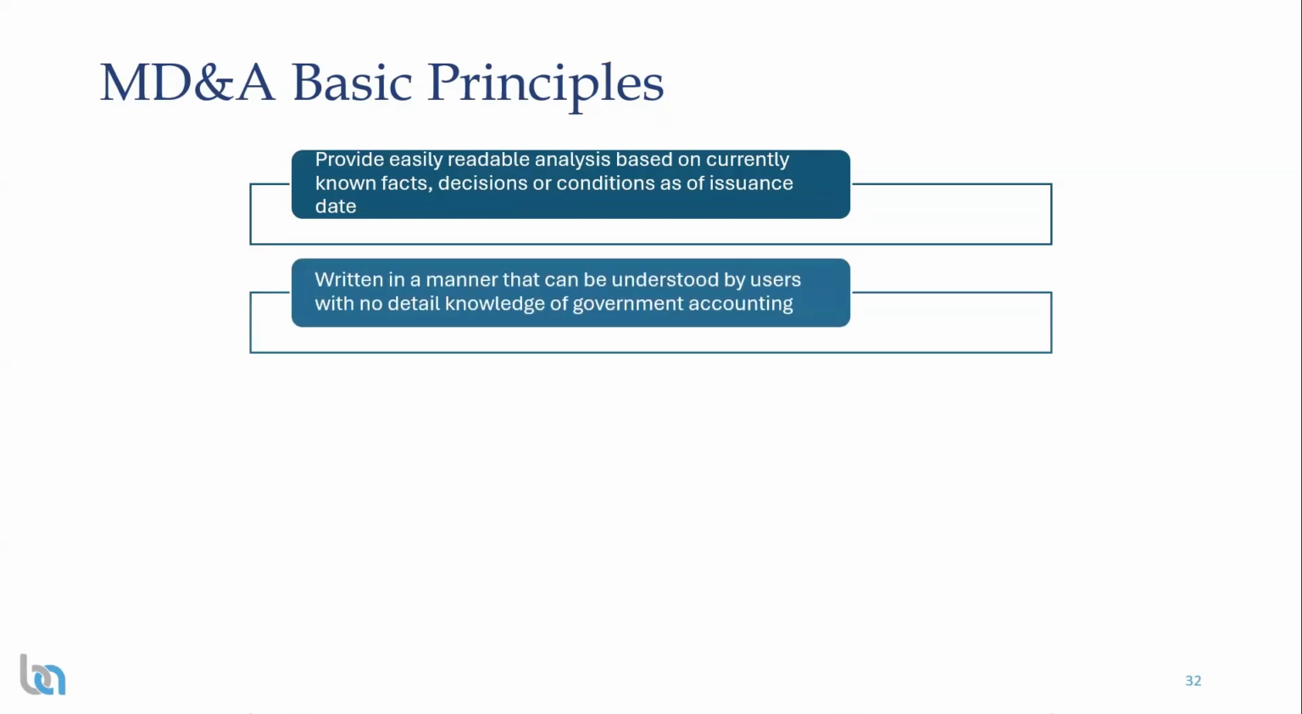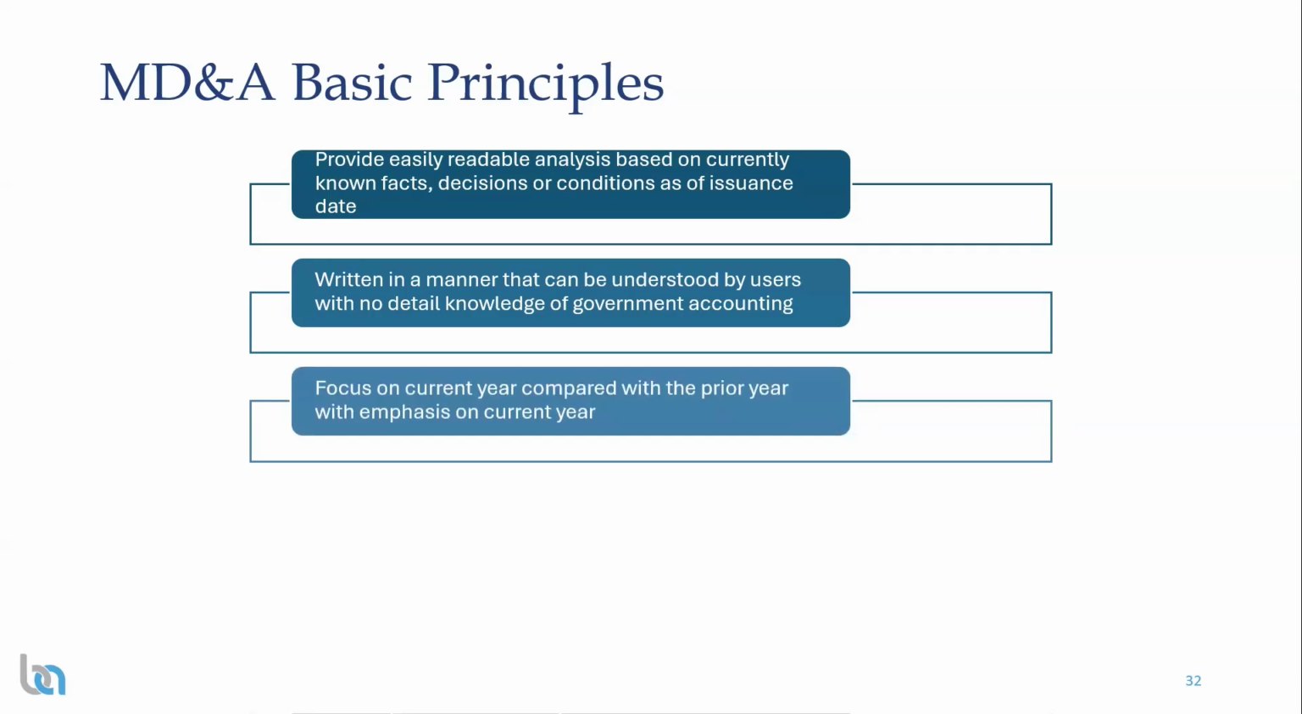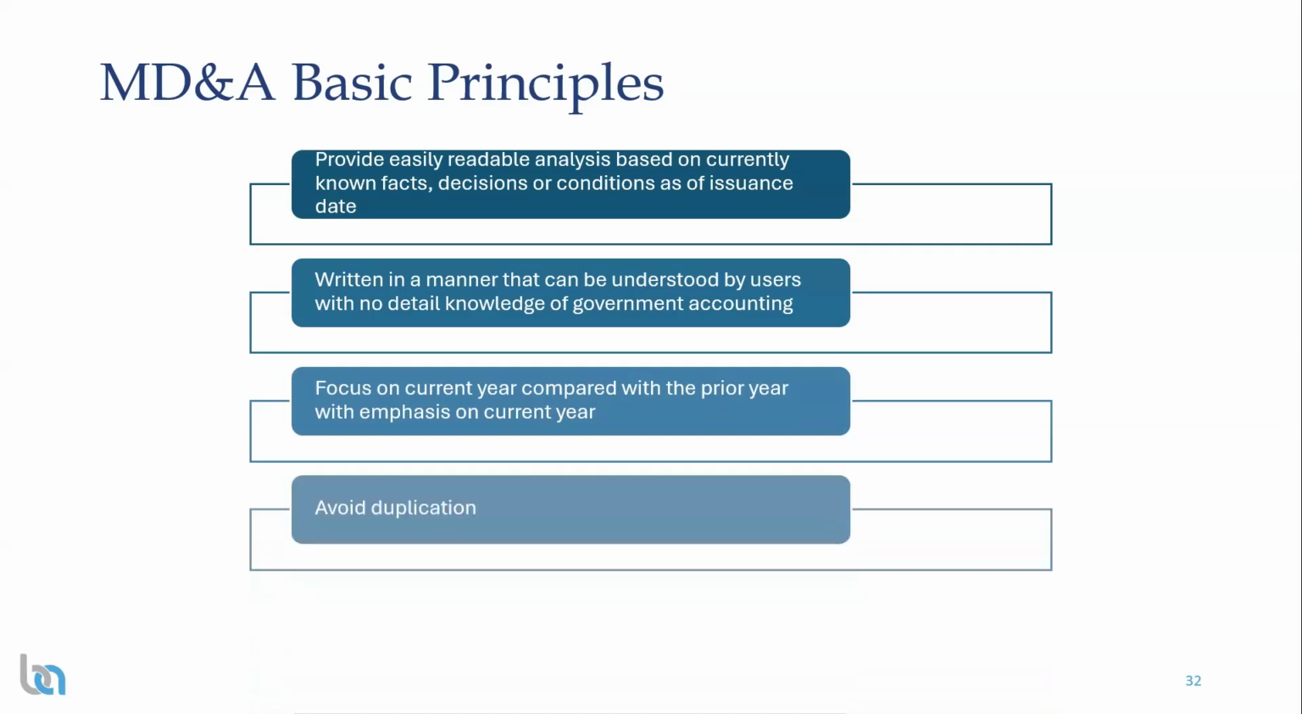It should be written in a manner that can be understood by users with no detailed knowledge of government accounting. That's the whole point of the MD&A: it is designed for individuals who are not accountants or don't want to read all the detail of the accounting stuff. So it's supposed to be an easy to read, easy to understand document. Focus on the current year compared with the prior year, with emphasis on the current year. So definitely the emphasis has to always be on the current year.